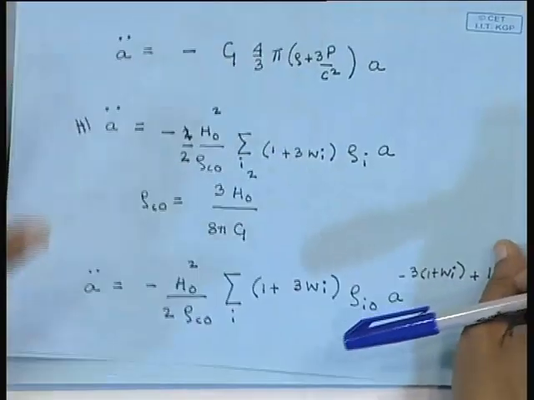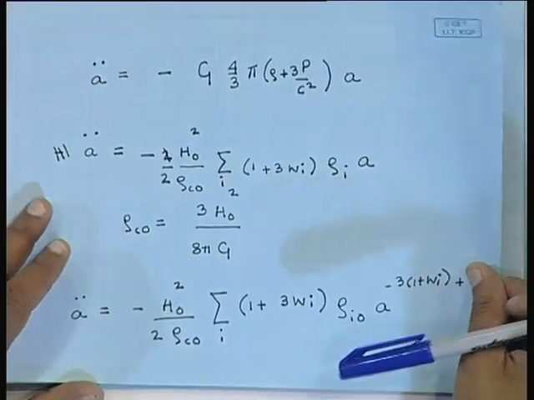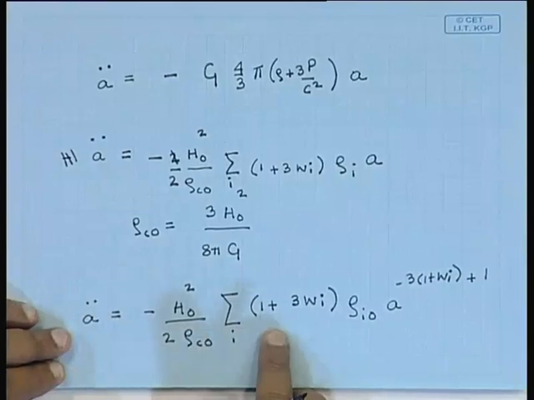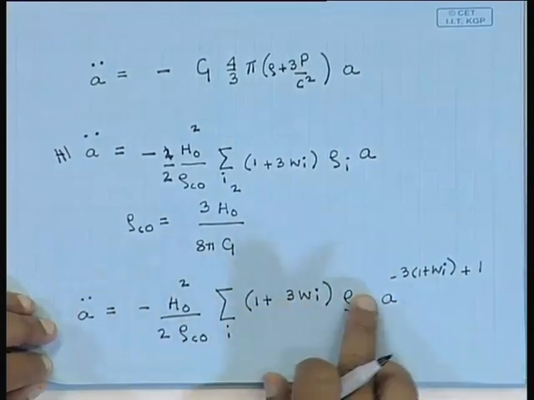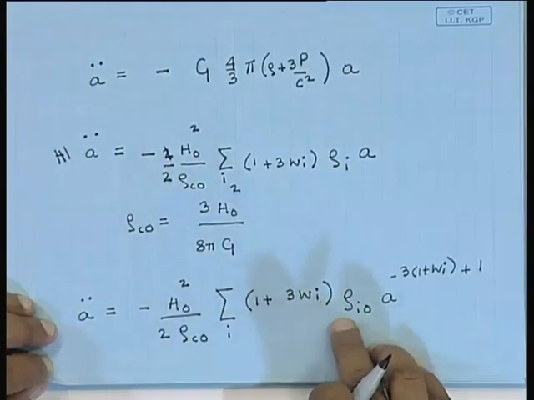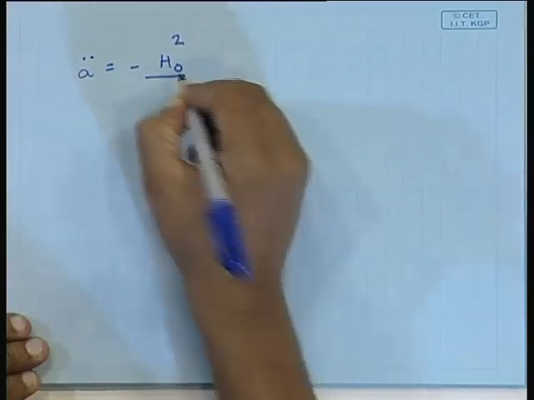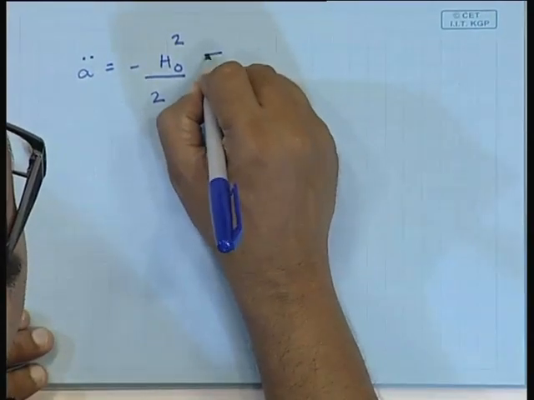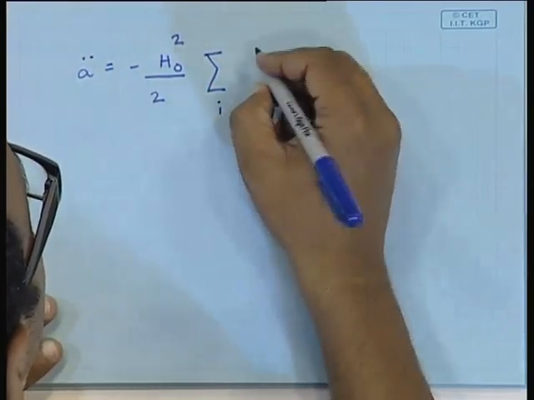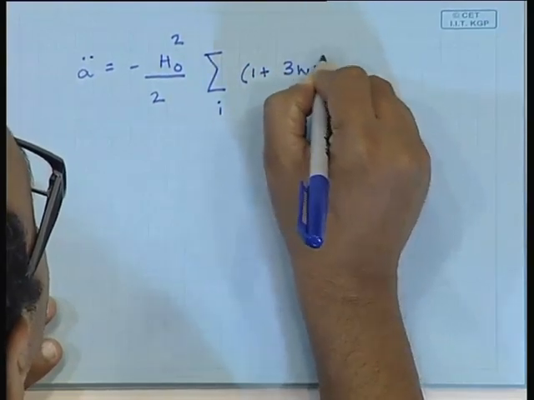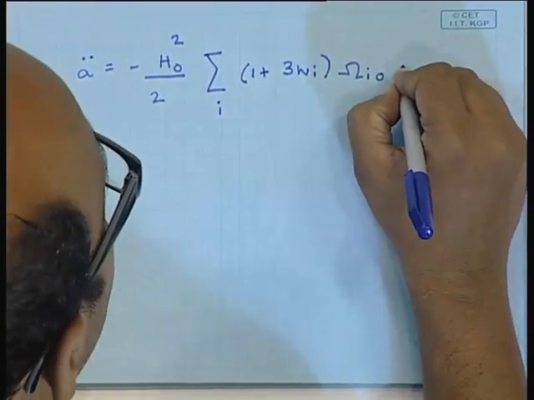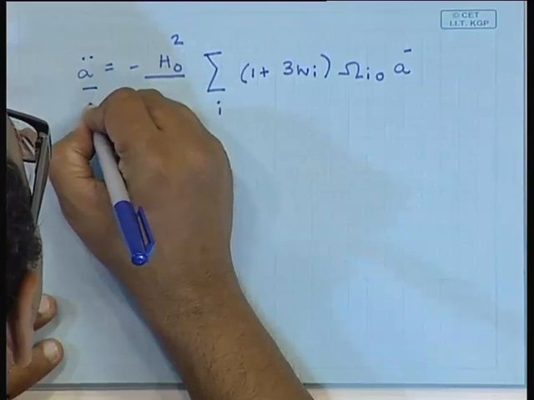Before coming to this, there is another step that I should do. That is, we can now write this expression for the acceleration in terms of the density parameters. Because here we had the present density of each of these components. So let me write down this expression in terms of the density parameters. a double dot is equal to minus H naught squared by 2, and then I have the sum over I of (1 plus 3 w_I) omega_I naught a to the power minus, or I can straight away write a dot by a omega.